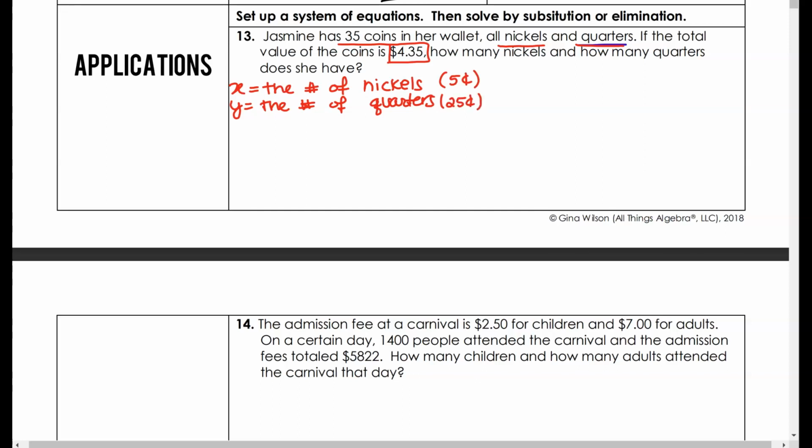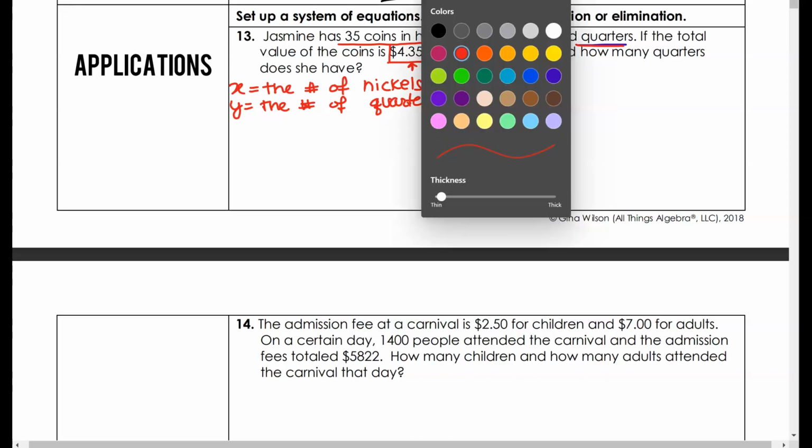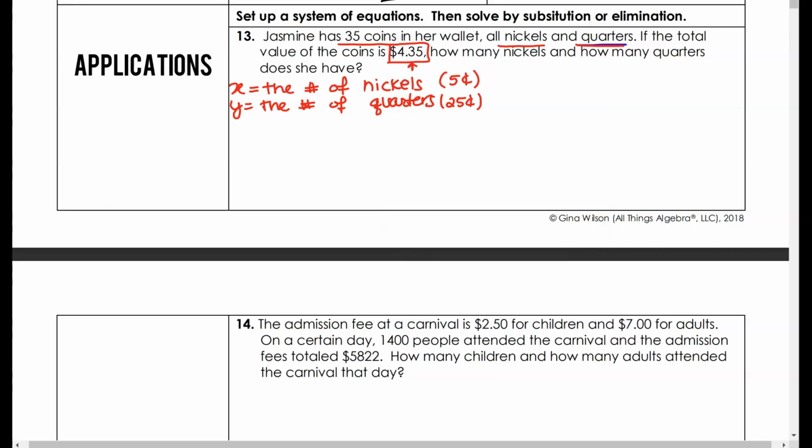So it's important for us to know the denomination of each coin, because the value of the coin is going to come into play with the total amount of money that Jasmine has. So notice that the number of coins is X plus Y, which will equal 35. The value they represent is 5 cents for X plus 25 cents for Y, which is then going to equal a total of $4.35.